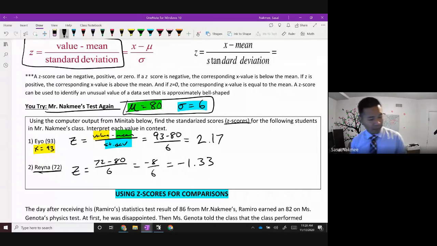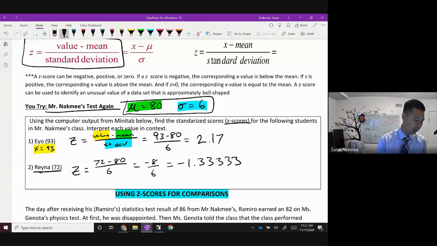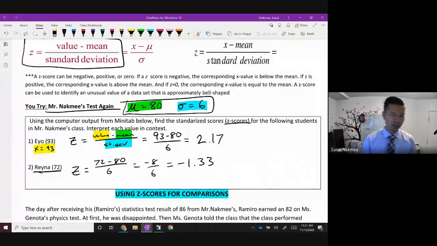How do I know where to stop on my z-score? Traditionally, they go to 2 decimal places, just to give you a heads up. That's why I stopped at 2.17, and this one is -1.33. But I will never mark you wrong if you give me more decimal places. If you had written -1.33333, I would give you the credit on that as well.